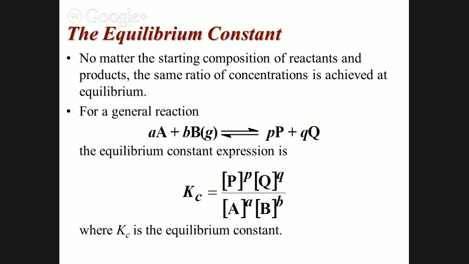Now, you can look up constants for different types of reactions. And then what that allows you to do is if you know what the concentration of one part is, and you know what the constant is, then you can figure out what the concentration of the other parts have to be. And you can solve for that.